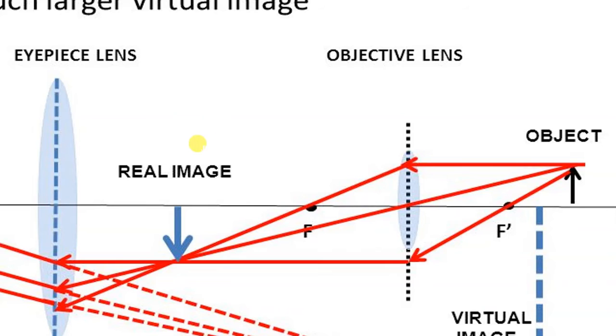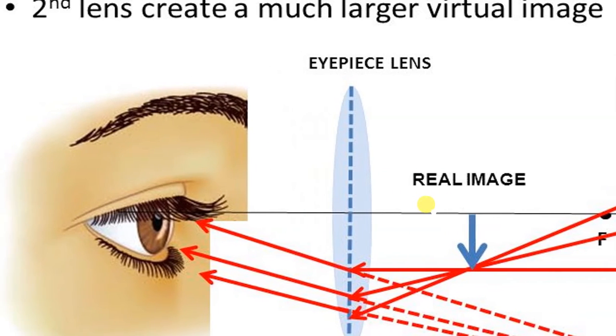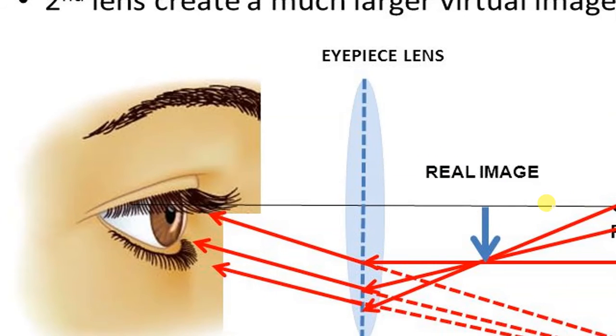Okay, so after getting this image, we will what? This image, girls, will work as the object for the second lens. Okay, now forget about the first lens. It did its work, and now this image produced by the first is the object for the second lens.